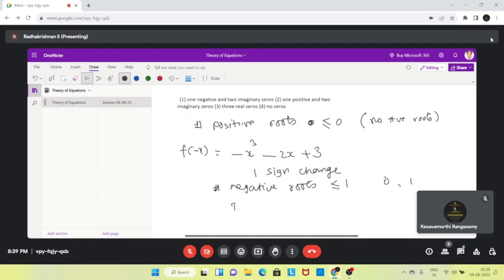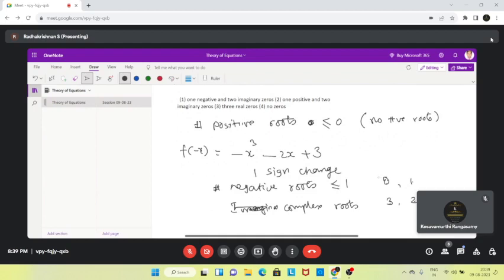So the remaining are imaginary roots, or complex, which are neither positive nor negative. That can be either 3 or 2. When the negative count is 0, this is going to be 3. Totally there are 3 roots. So either it will have 0 negative roots and 3 complex roots, or 1 negative root and 2 complex roots.